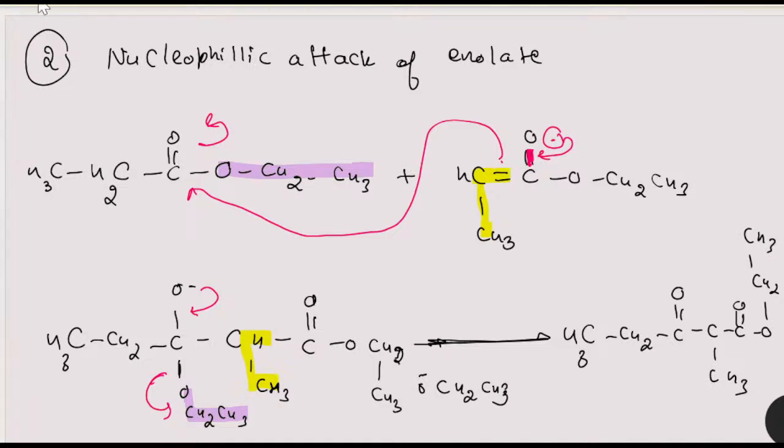And you can write that this is step number 3, removal of leaving group. Okay, this is all for the Claisen condensation. Claisen-Schmidt is a different reaction from Claisen condensation. Now let's see the next reaction, that is the Dieckmann reaction.